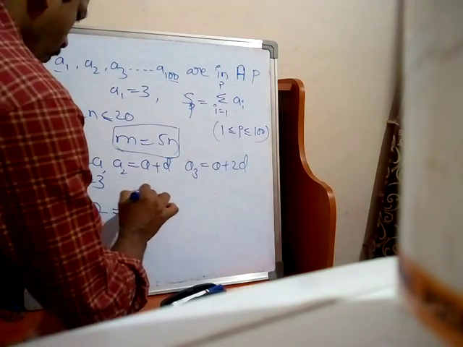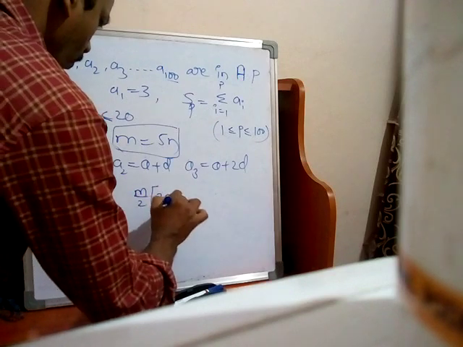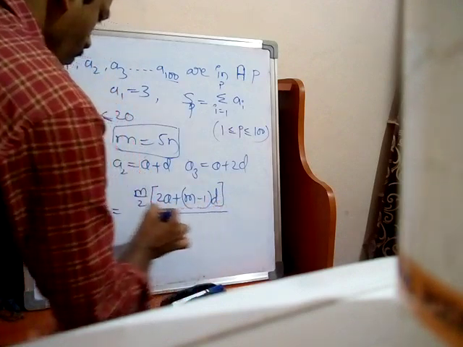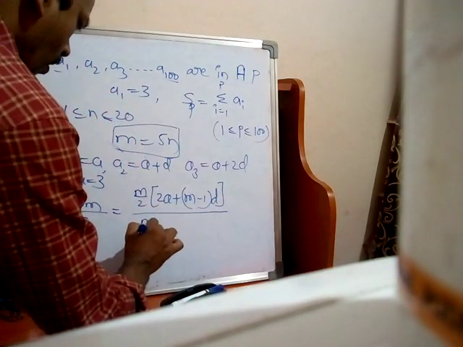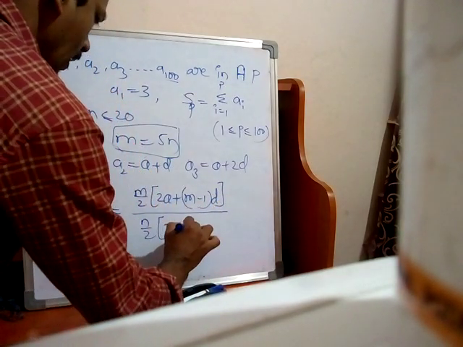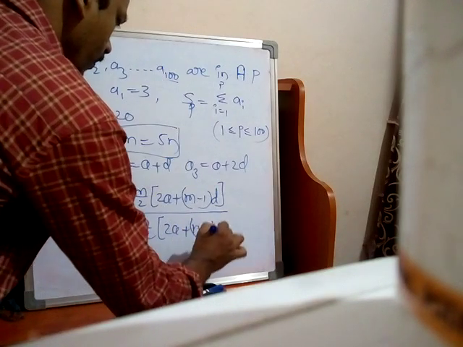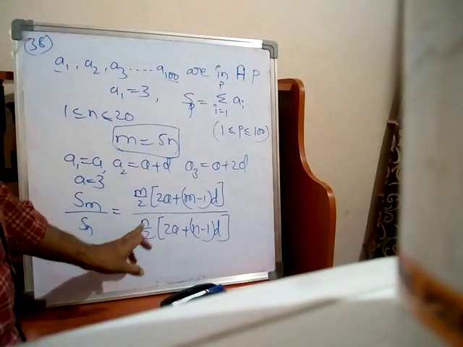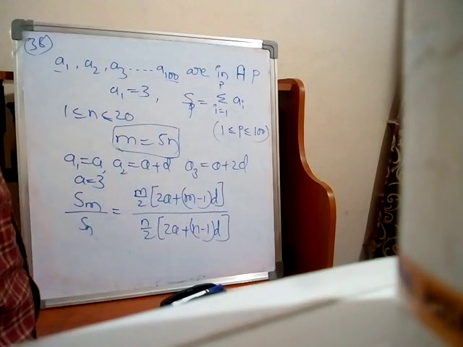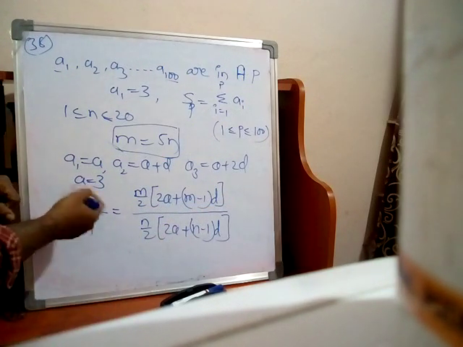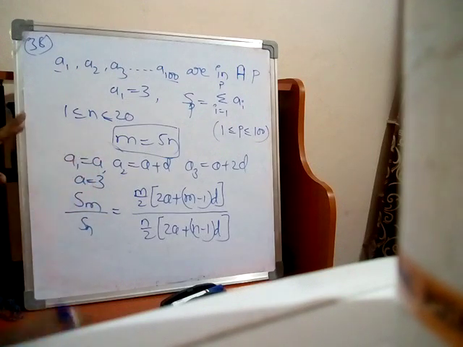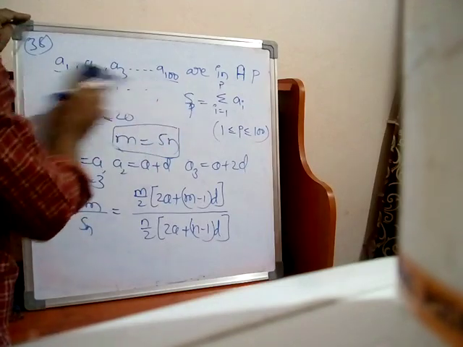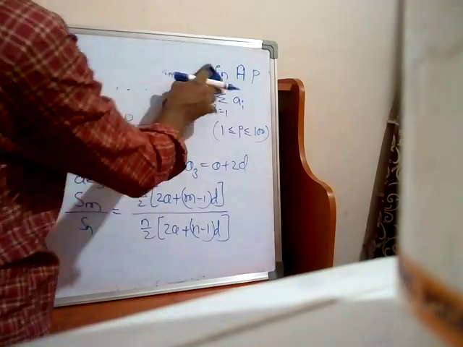Sm is M by 2 into 2A plus M minus 1 into D, divided by N by 2 of 2A plus N minus 1 into D. Given the condition that Sm by Sn does not depend on N, we have to remove the N terms. For what condition can we remove N?